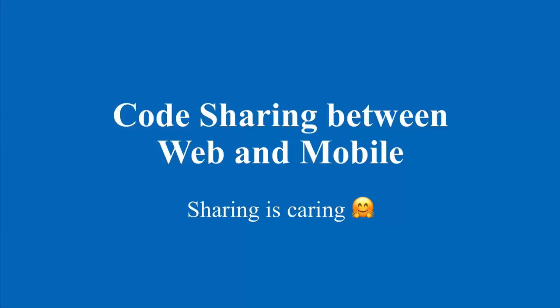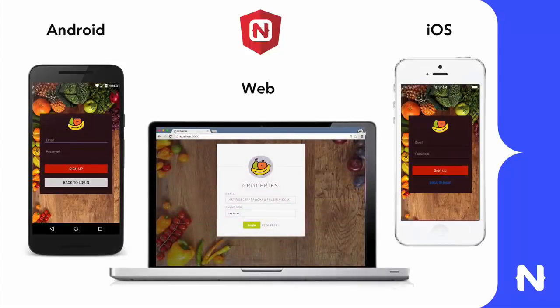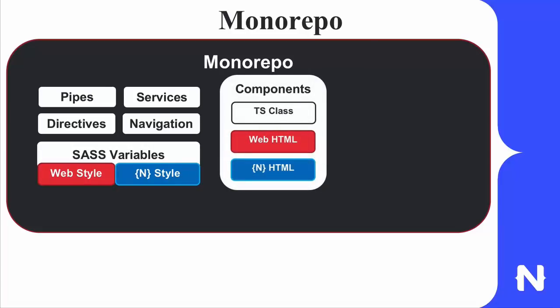So let's start with code sharing between web and mobile. The whole idea is that we want to be able to share as much of the code as possible between Android, iOS, and web. And one of the ways of doing that is we could use a monorepo type of project where we could have all the elements that are shareable, like pipes and services. You could even create a theme using Sass variables, but then have two separate CSS files, one for web styling and then one for NativeScript styling. And then for each of our components, the classes are pretty much shareable, but then we would have two different types of HTMLs, one for web and one for NativeScript.